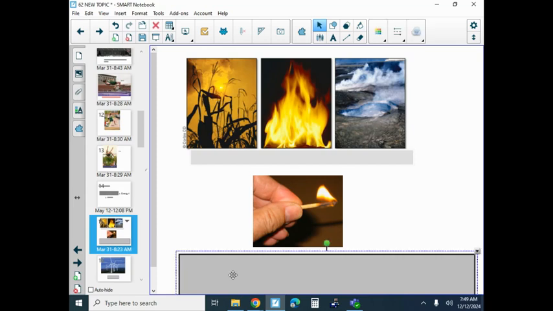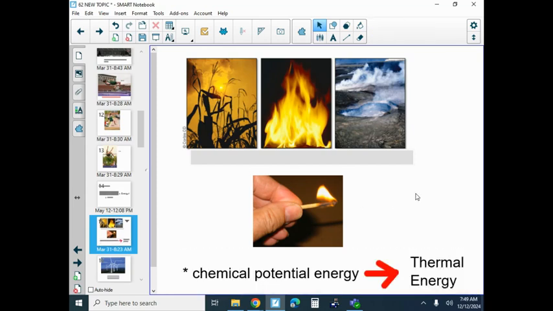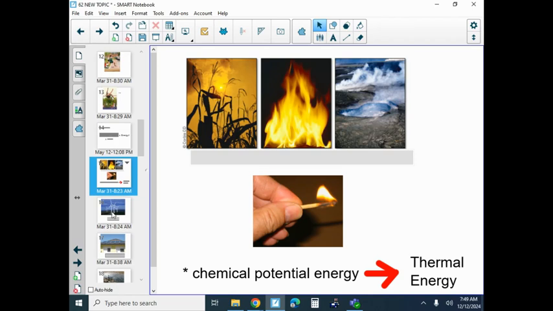And then, of course, we got energy due to heat or chemical potential energy being released to make thermal energy. So heat is a transfer of thermal energy, so we really should say thermal energy.